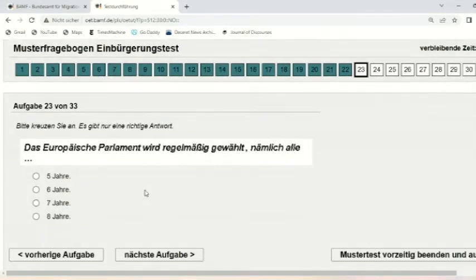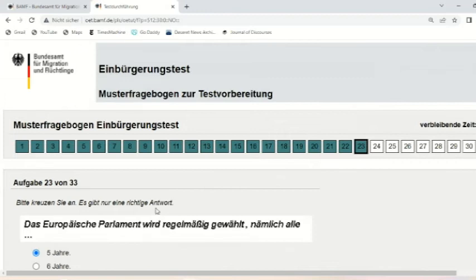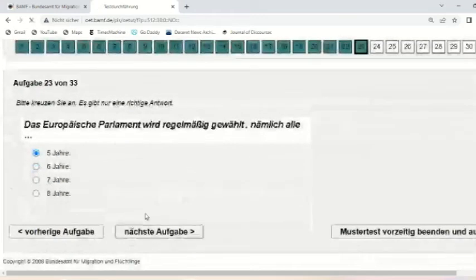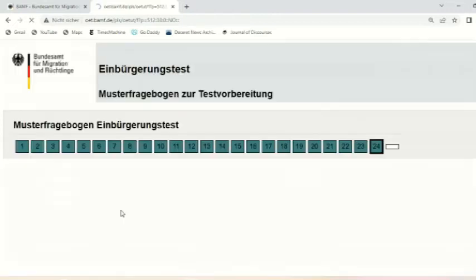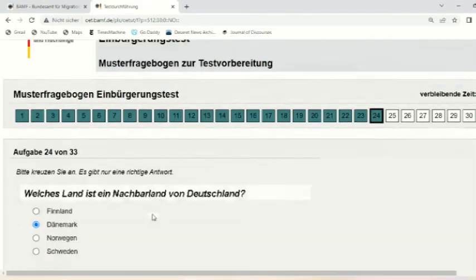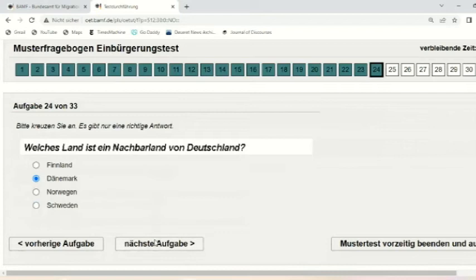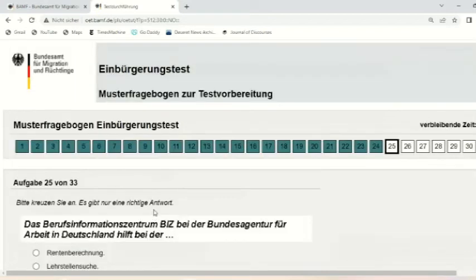Question 23. The European Parliament is voted in regularly, namely every 5 years, 6 years, 7 years, or 8 years. I'm pretty sure the European Parliament that controls the EU is voted for every 5 years. Question 24. Which country is a neighbor of Germany? Finland, Denmark, Norway, or Sweden? Basic geography. Germany only shares a border with Denmark on that list.